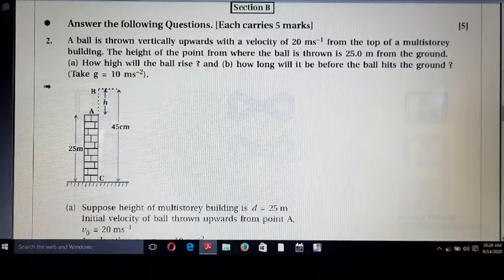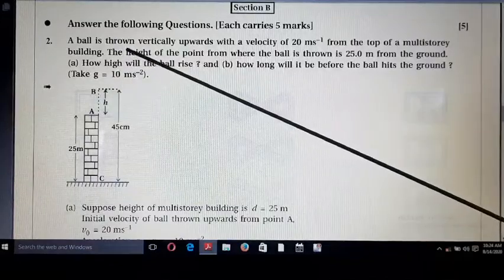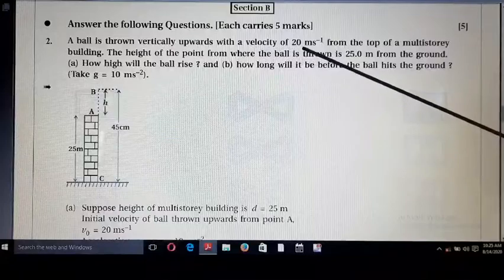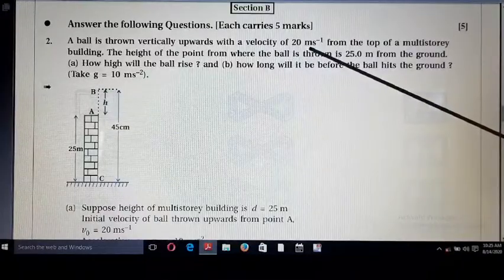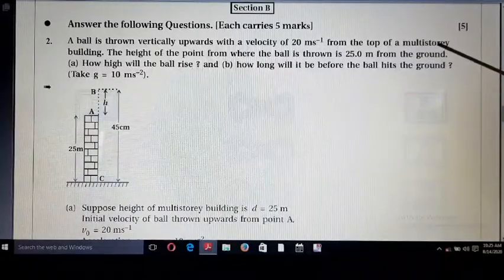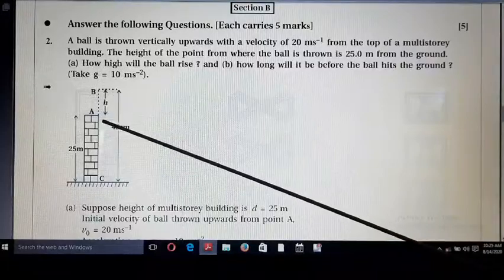Friends, today I teach example number 3.4. First of all, we understand our question. Our question is: a ball is thrown vertically upward with a velocity of 20 meter per second from the top of the multi-story building. Friends, look here, this figure.